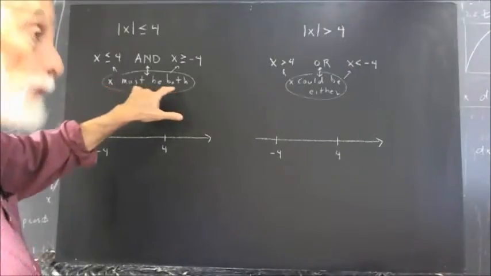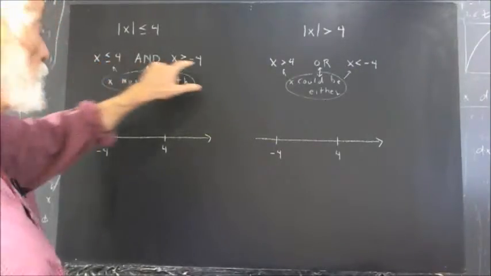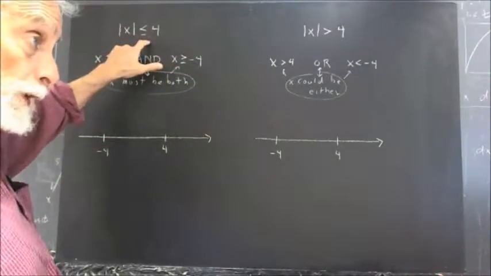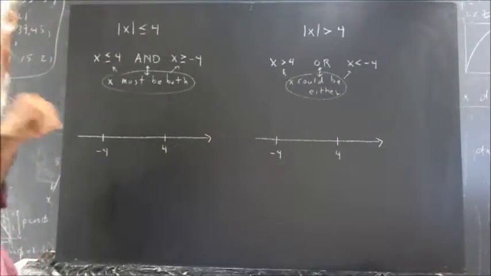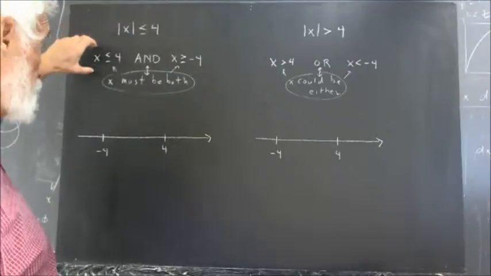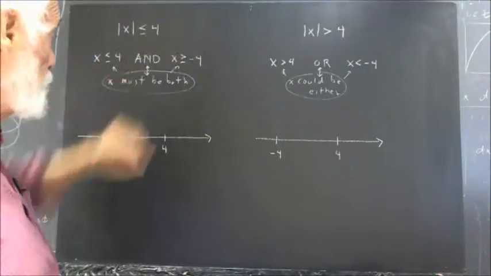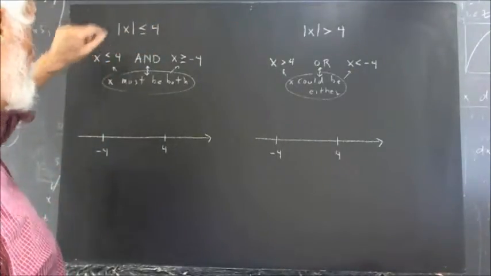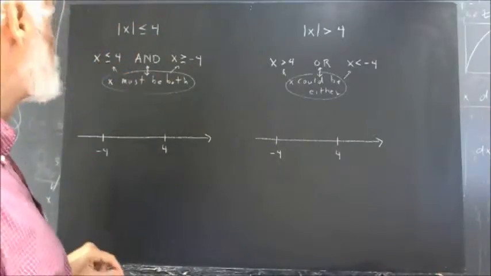So it has to be both. It has to satisfy both of these conditions in order to satisfy this inequality. That's the reason for the "and." It has to satisfy this and satisfy this. Must satisfy this and must satisfy this.